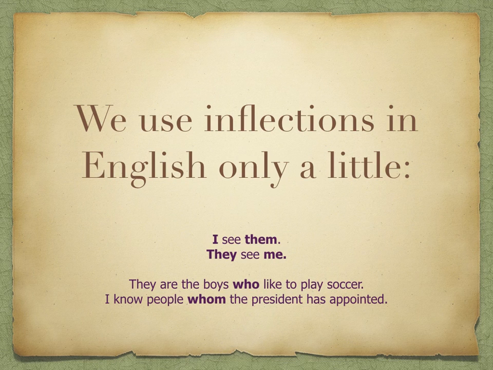In the second sentence, originally there were 2 clauses. I know people. The president has appointed them. So in the second sentence, whom is the direct object of the verb, has appointed. Can you think of other examples of inflected endings or changing word forms in English?